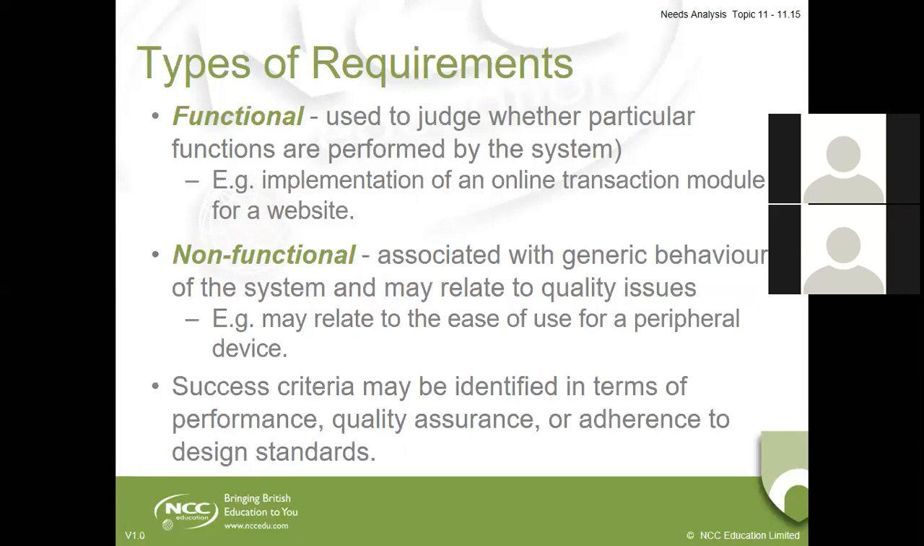I give you a car. If a car doesn't have a side mirror, it will still work. Then about functional requirements, if a car doesn't have an engine, it can't work. It's a must that for the car to work, the engine should be there. So functional requirements are used to judge whether particular functions are performed by the system, e.g. implementation of an online transaction module for a website. So success criteria may be identified in terms of performance, quality assurance, or adherence to design standards.